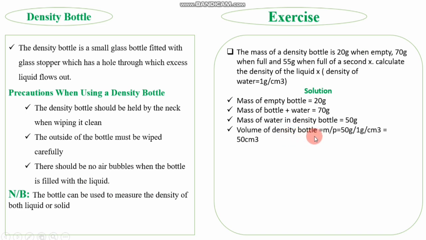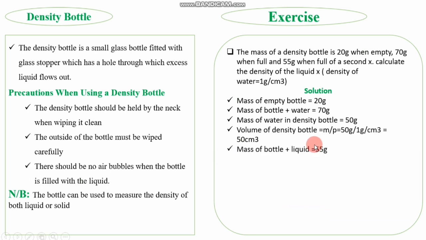The volume of the density bottle is given by mass divided by density. Remember, we have the density of water, meaning this is the density of water, not the density of the water bottle. So we'll have mass divided by density, which is 50 grams divided by 1 gram per cubic centimeter, and we get the volume of water in that bottle to be 50 cubic centimeters.